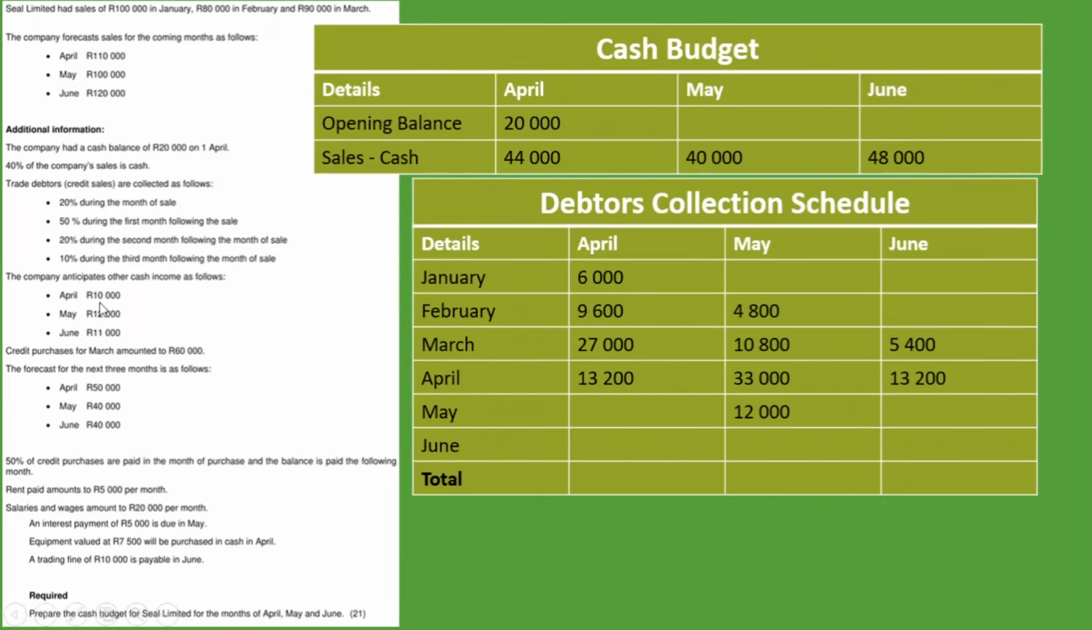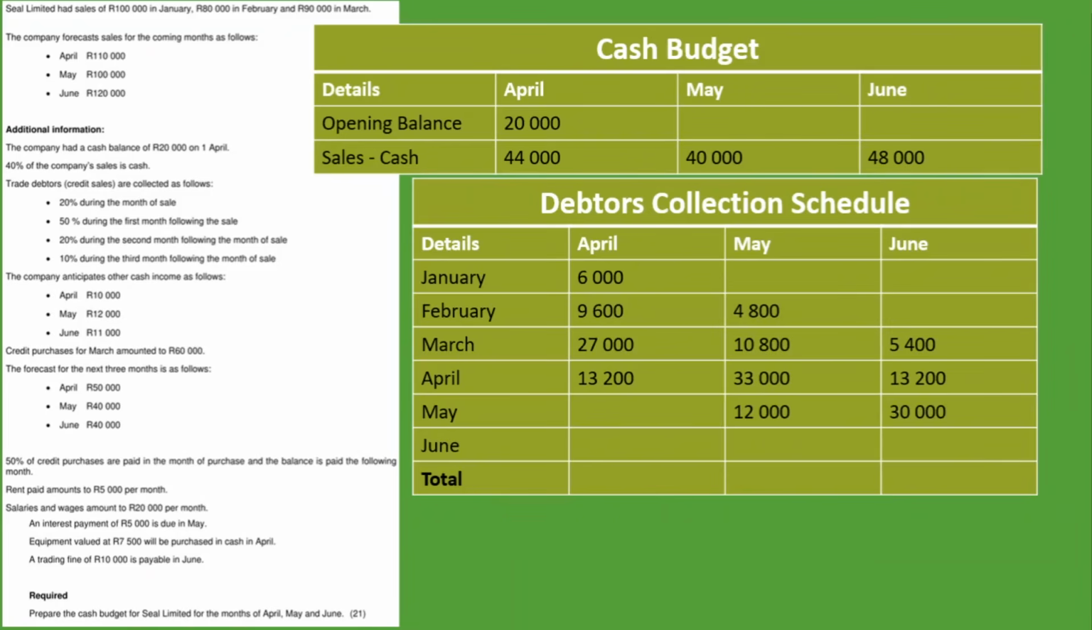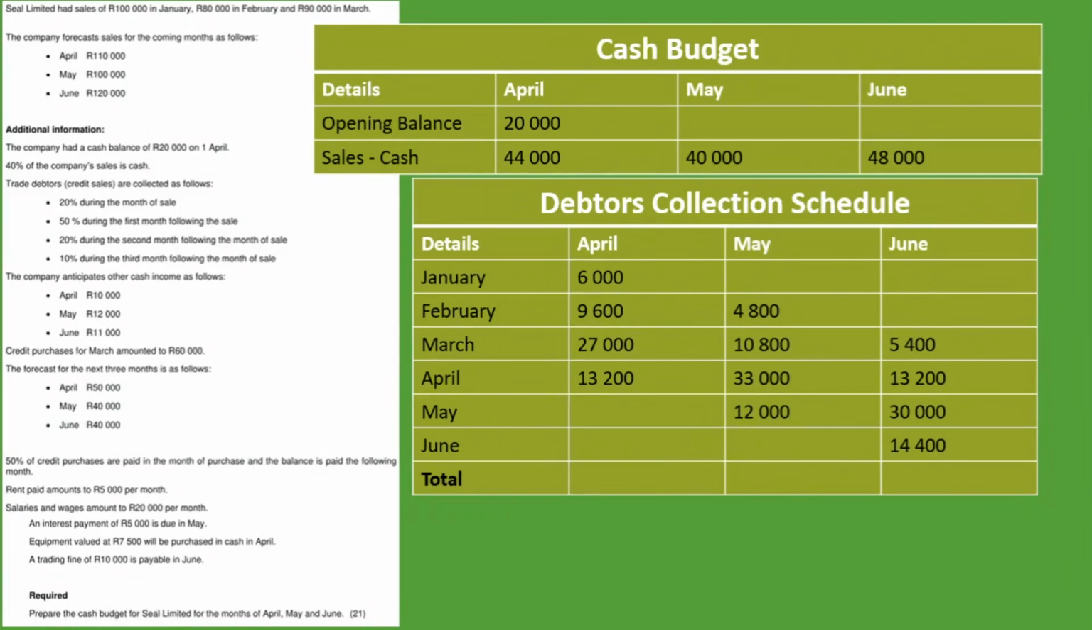And then May's credit sales, how much of it will be collected in June? It's 50%. So we take 100,000 Rand, which is May's total sales, times 60%. That is the total credit sales, times 50%, which will be collected in June. We put that 30,000 Rand over there. How much of June's credit sales will be collected in June? Well, we know that it's 20%. So we take total sales in June, 120,000 Rand, times 60%, which is the total credit sales, times 20%, which will be collected in the month of sale, which is June, 14,400. So we have just done June.